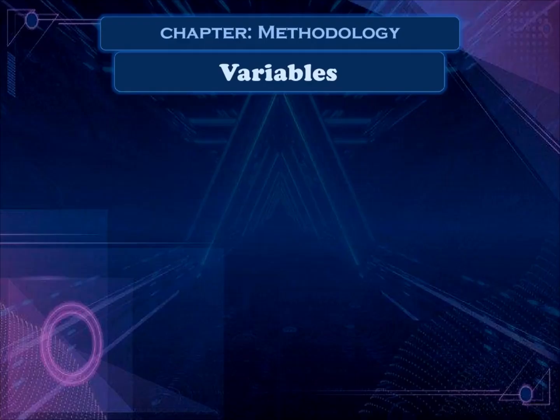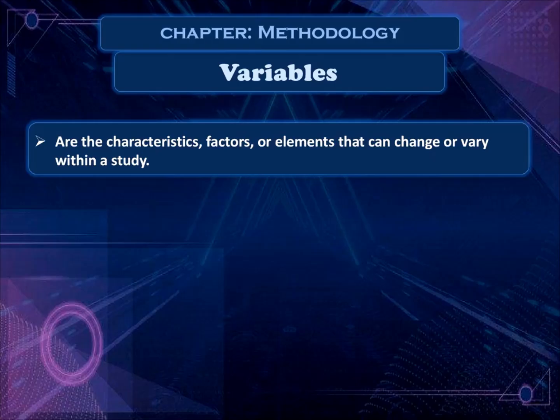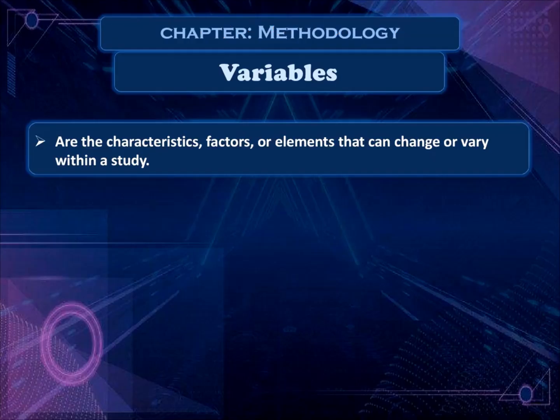So now, academically, what do they say about variable? Characteristics, factors or elements: characteristics of a car, color, or factors, how fast it goes, or how fast this guy drives. Elements that can change or vary within a study. In your study, the color of the car varies. Of course, you give different cars, but the color varies. Maybe it is the same kind of car. The speed at which he drives also varies.